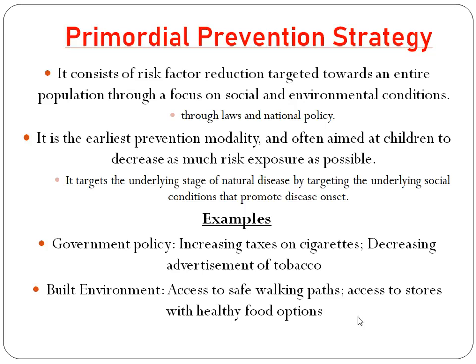controlling the spread of a disease in a large population, and you don't go through it the way you go through others. You try to focus on the social and environmental factors, and one of the ways to do that, as listed here, is through laws and national policy. Of course, it targets the underlying stage of the natural history of disease by targeting the underlying social conditions that promote disease onset. The examples here are government increasing taxes on cigarettes and decreasing advertisements of tobacco, and also providing access to safe walking paths and to stores with healthy food options.